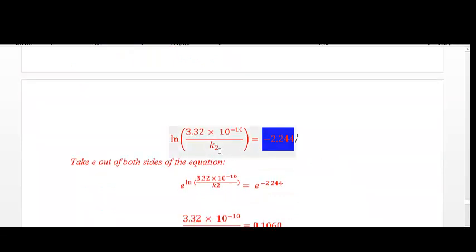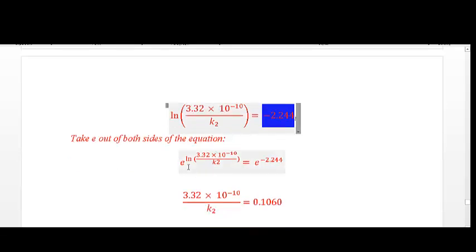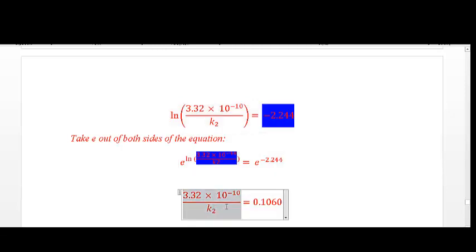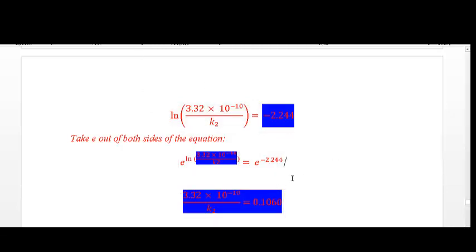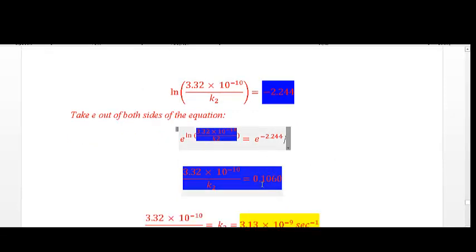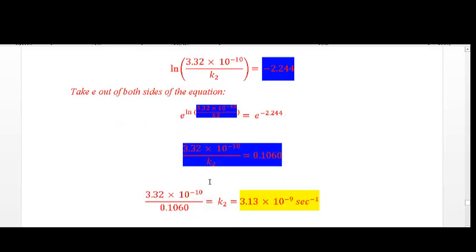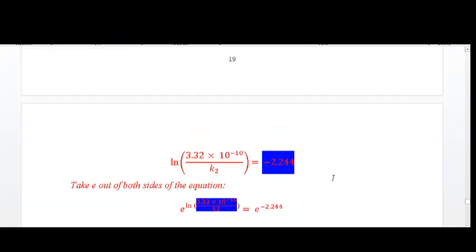I've got to take E to the power of both sides of the equation. So E is the inverse of the natural log. So E to the power of natural log of X pops out X. Okay, actually pops out the stuff. So E to the power of minus 2.244 was 0.1060. I popped out whatever was in my natural log, and now I can just solve for K2, and this is the answer I got. I put back the units of inverse seconds, because you've got to remember to put your units in, and the units for a first order reaction is inverse seconds.